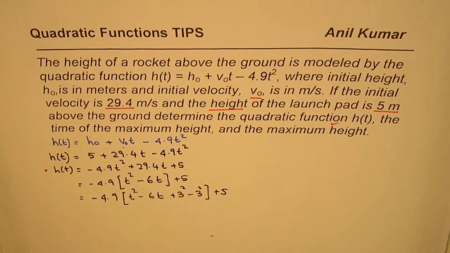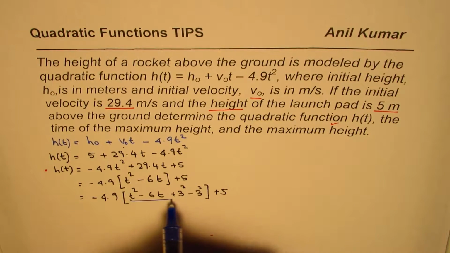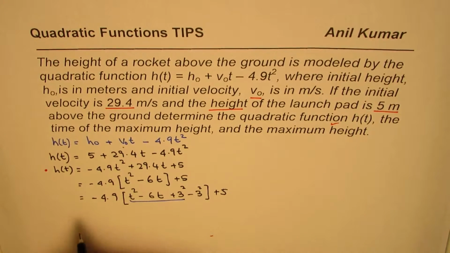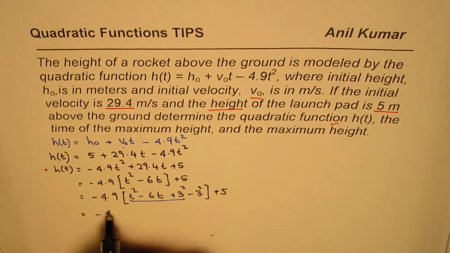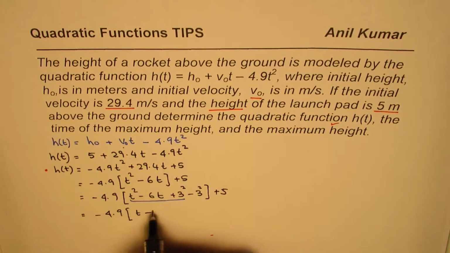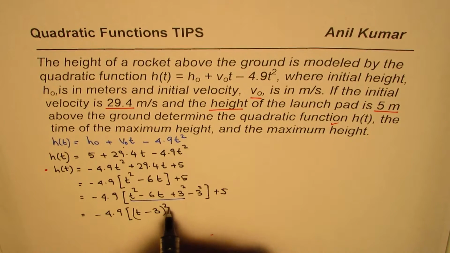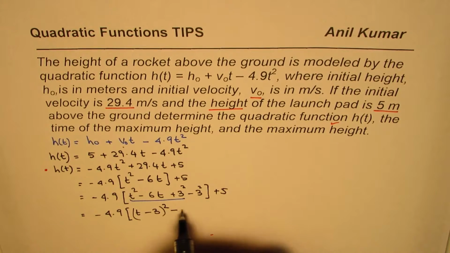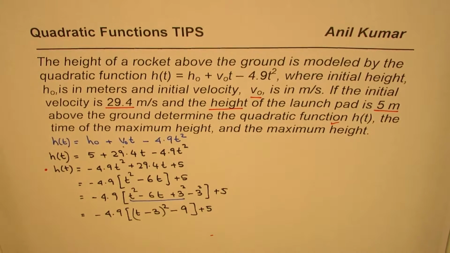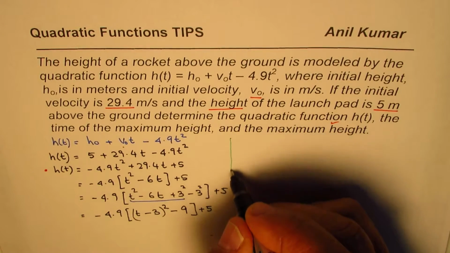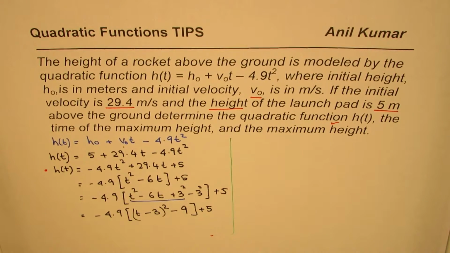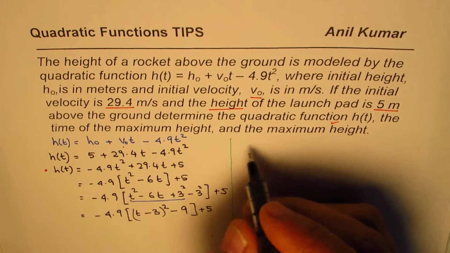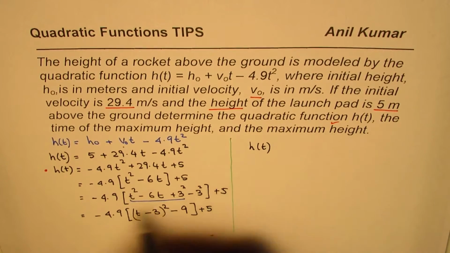Once we do so, we know these three terms form a perfect square. So we can write this as −4.9 (t − 3) whole squared, because of this sign, and we are left with −9, which is 3 squared, plus 5, correct? So we have at least got a part of the answer, which is the time for maximum height. Let me take it on this side and further simplify it.